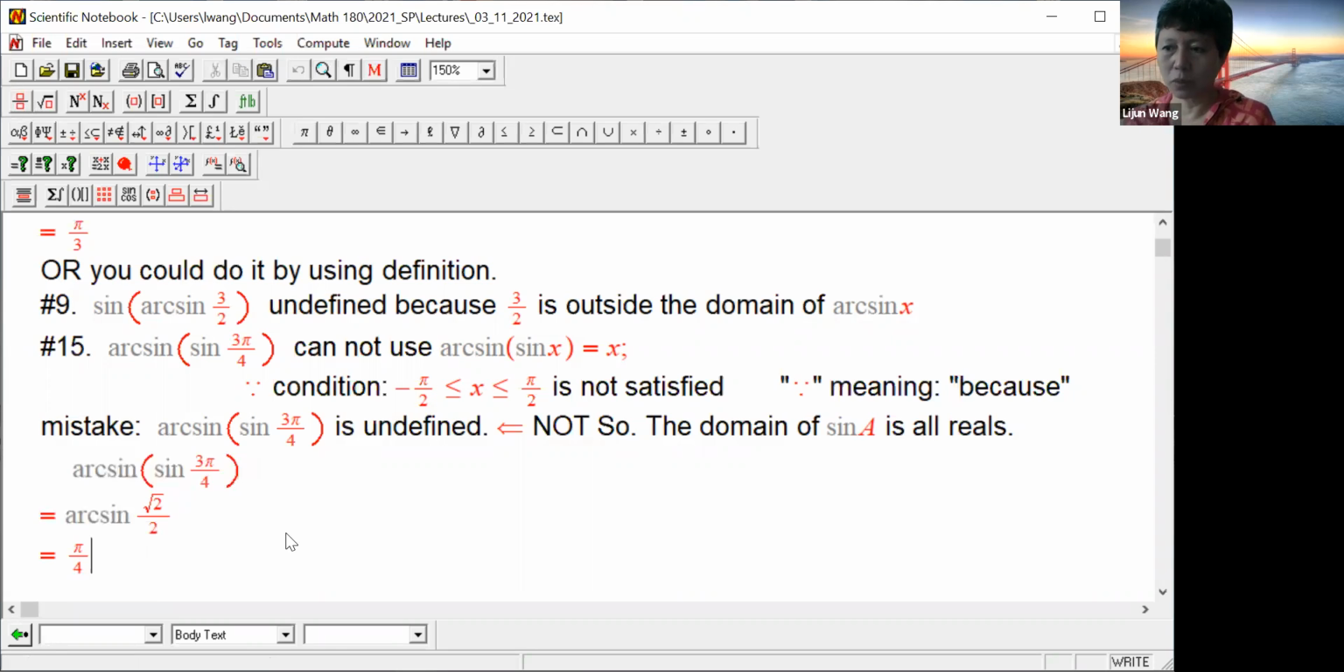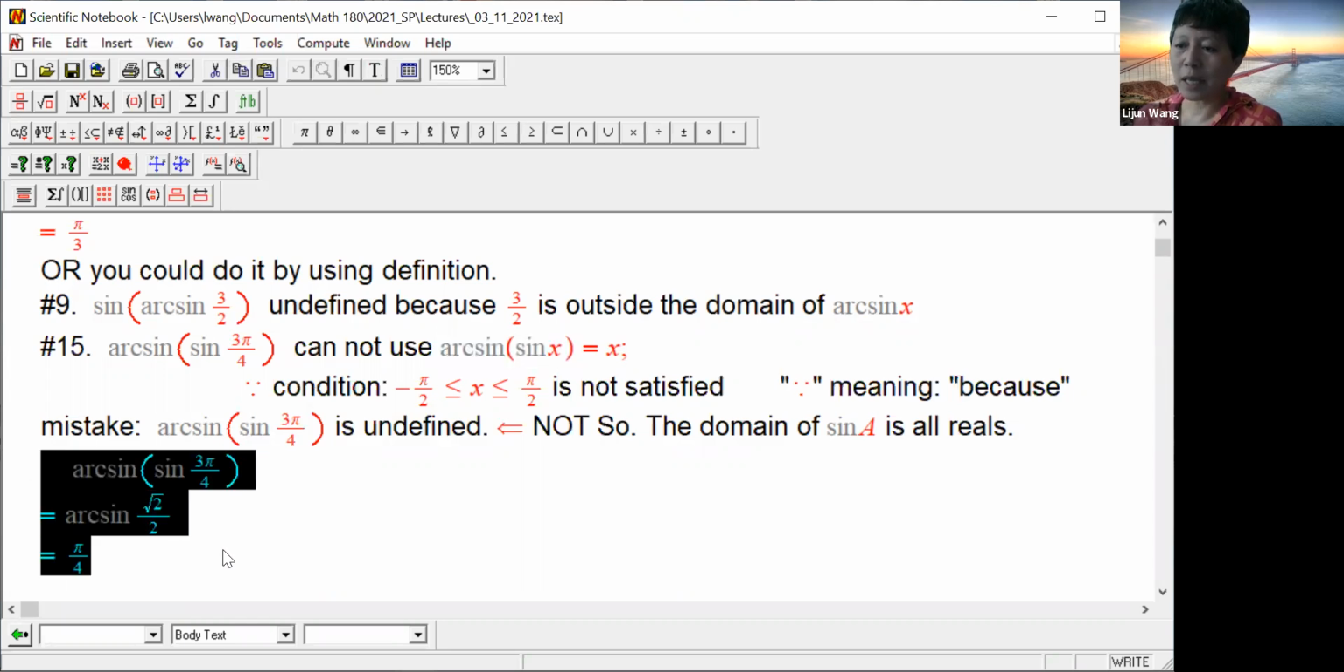And there are other ways too. Okay, but you need to be aware that you cannot use this property. And it's not correct to say it's undefined. Okay, it is perfectly defined. Sine of 3 pi over 4 is perfectly defined. Just because you cannot use this property, you cannot say it's undefined. It's perfectly defined. Okay, so this will be a standard way of doing it.